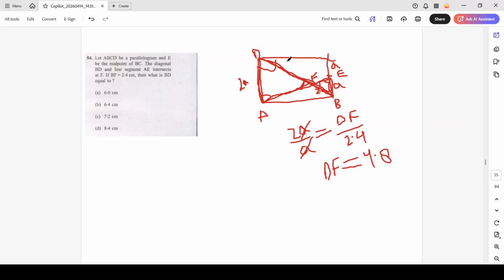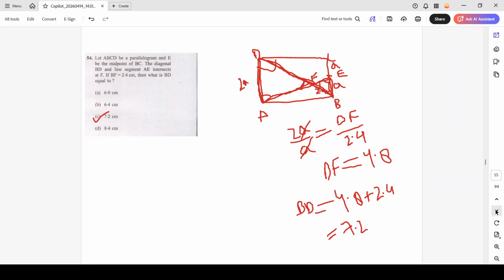Now DF is 4.8 and BF is 2.4. That means BD is equal to 4.8 plus 2.4, that makes 7.2. Okay. So we got our answer: the diagonal length BD is 7.2.